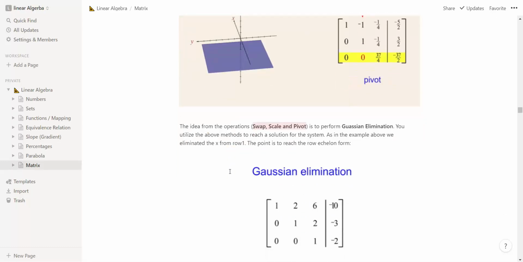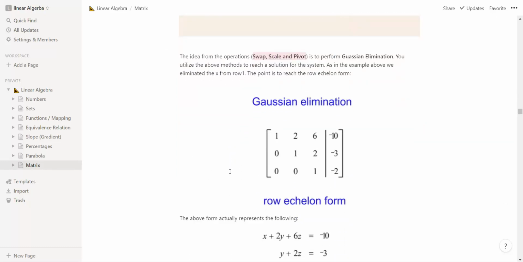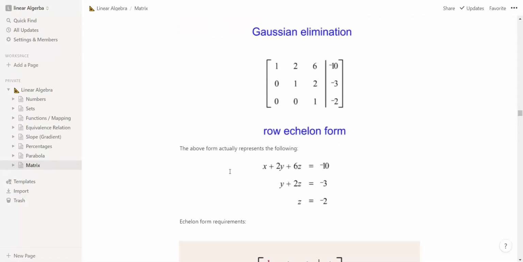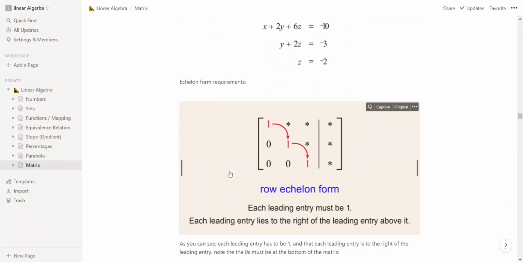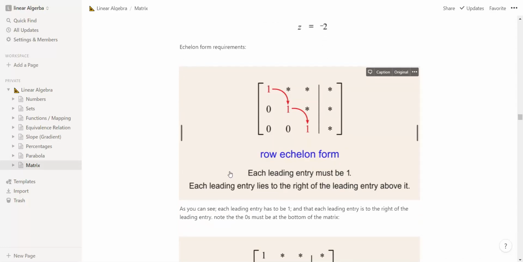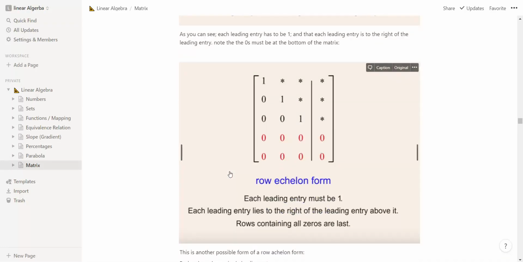Now with the Gaussian elimination, row echelon form. Okay.